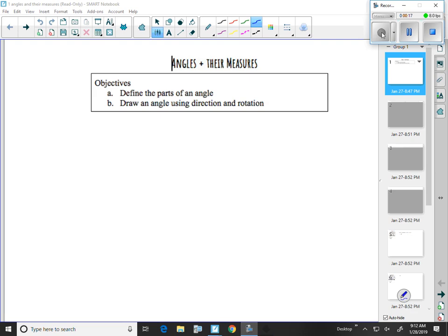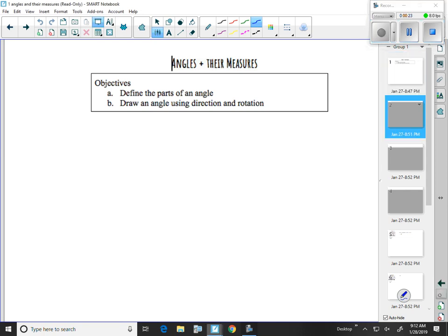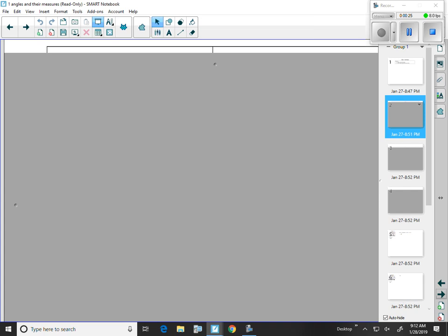Okay, so angles and measures, super easy day. It's just gonna be a little bit of writing on the first page due to some vocab. Some of the stuff you may already know, and then there are some definitions that are just kind of different from what you're used to.